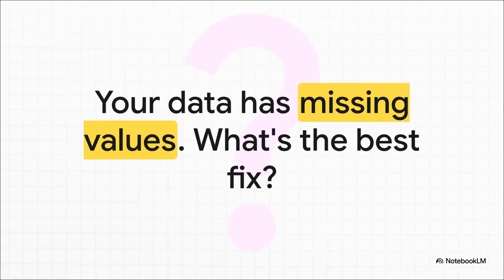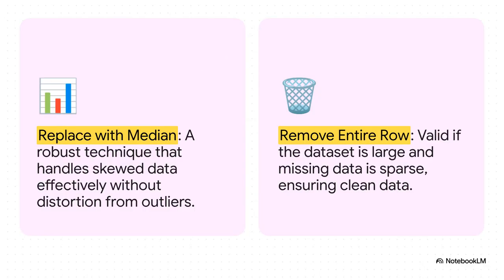And here it is. Probably the number one problem in all of data science, messy data. In this case, you've got holes, missing values, that are going to cause your model to totally freak out if you just ignore them. So, what do you do? Well, there isn't just one right answer here. It's all about trade-offs. You could replace the missing numbers with the median value. That's a great move because the median isn't easily fooled by a few crazy high or crazy low numbers. Or, if you've got tons of data and just a few bad rows, you could just delete them. It's a judgment call you have to make based on your specific situation.